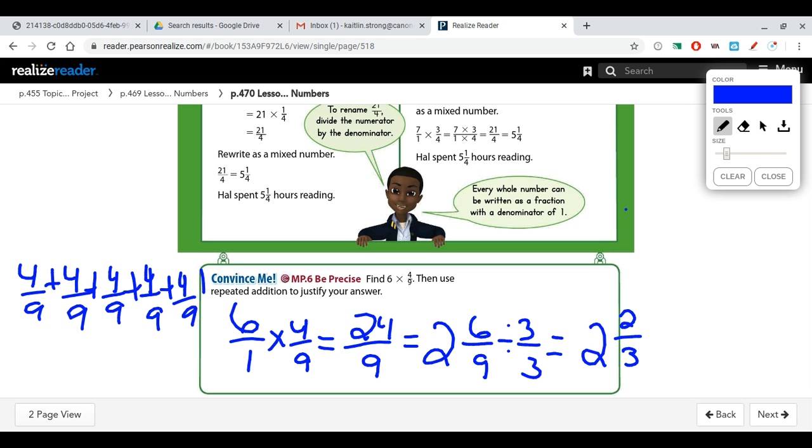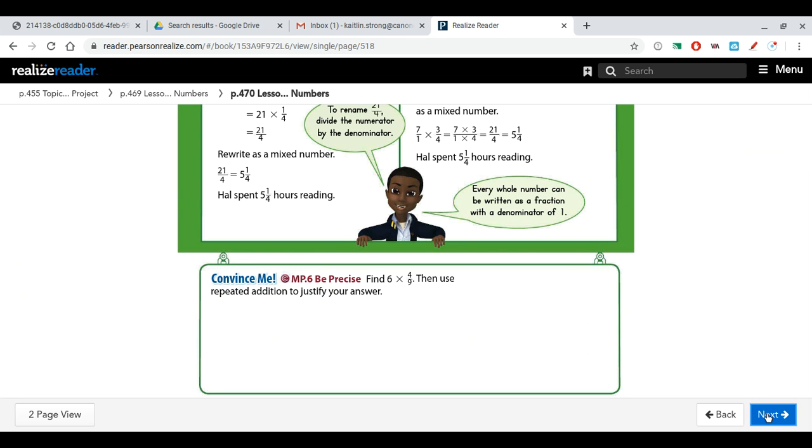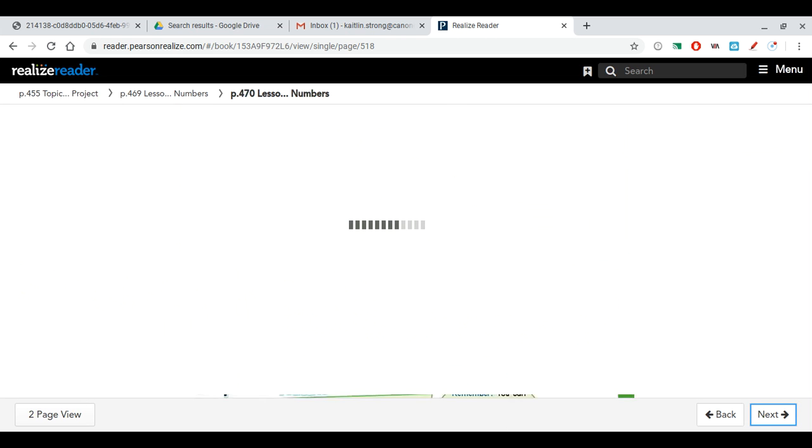So I'm going to write this 6 times and then add that together, and I end up with 9. And then if I have 6 fours, 1, 2, 3, 4, 5, 6, I get 24. 24 ninths was equal to 24 ninths. So that's how I know that my answer is going to be correct. All right, so let's move on to the next page.